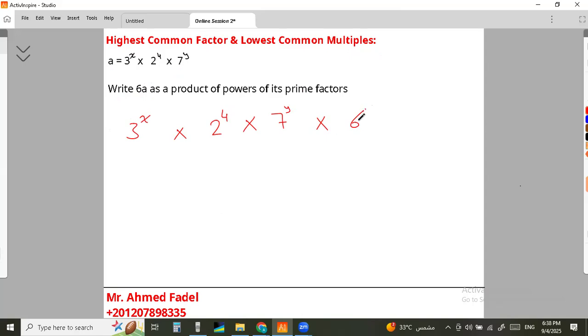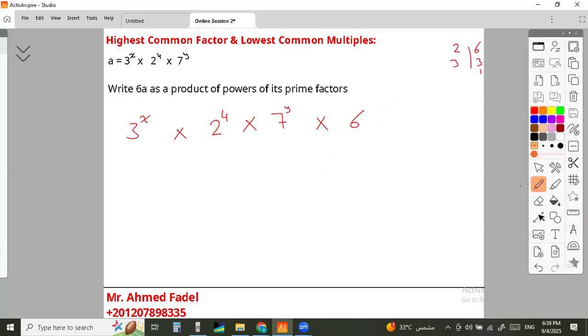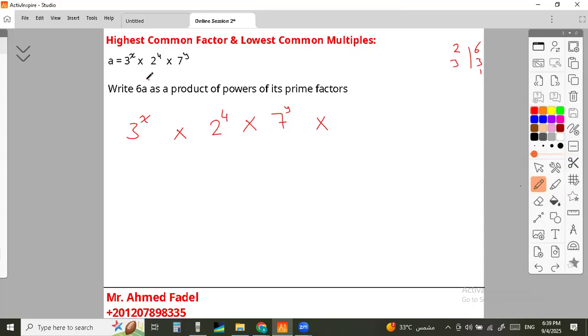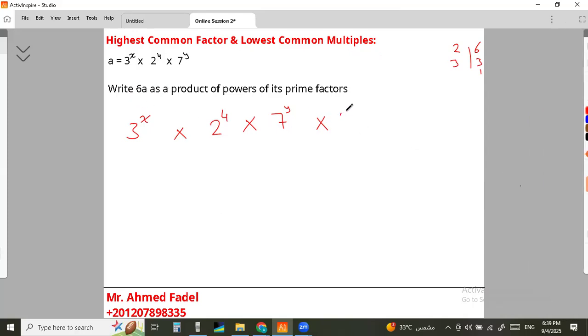Oh, but the 6 I need as prime factors. I don't want to write 6. What are the prime factors of 6? 6 divided by 2 is 3, divided by 3 is 1. It's 2 times 3. So I'm going to remove the 6, and instead of the 6 that they want me to multiply at the end, I'm going to multiply by 2 and by 3.